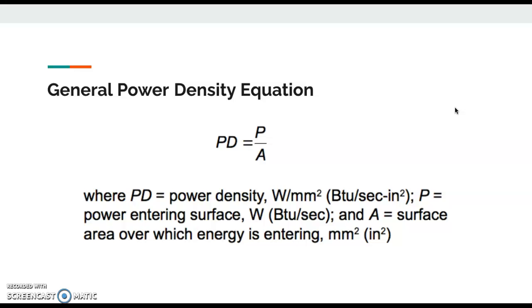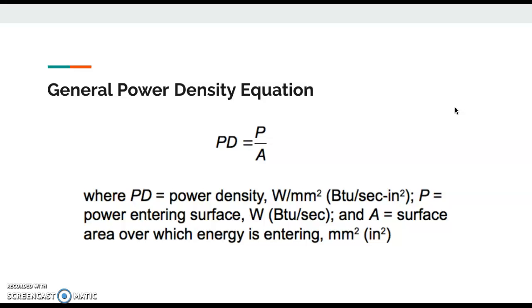This is the general power density equation. It is the power that you're putting into the surface in whatever system you're measuring that in, watts per square meter, millimeter, or BTUs per second. And then you have your surface area over which that heat is being dispersed, so either in square inches or square millimeters.